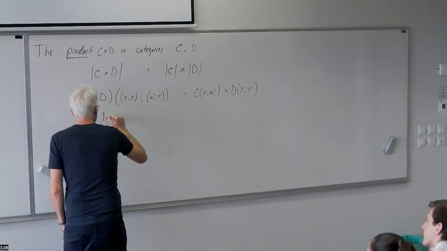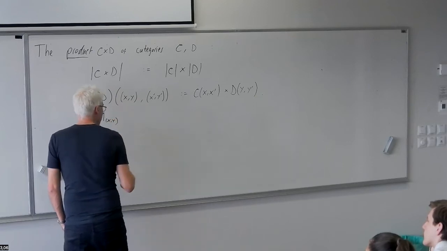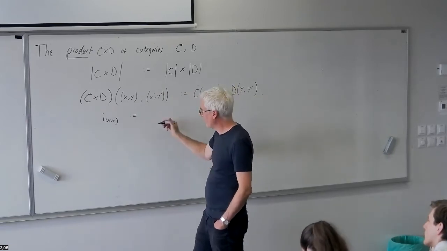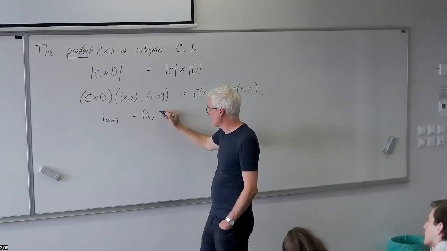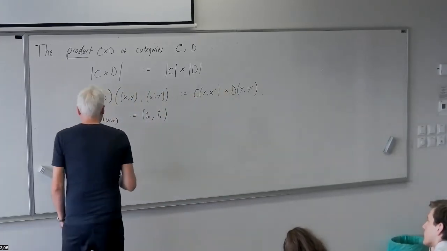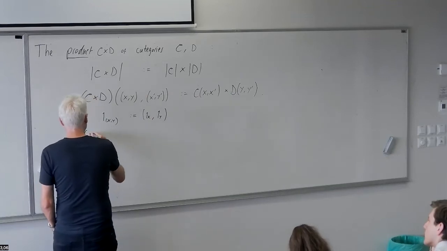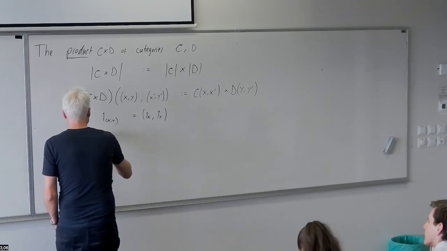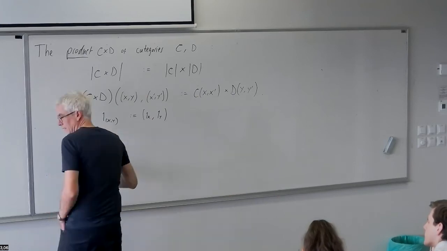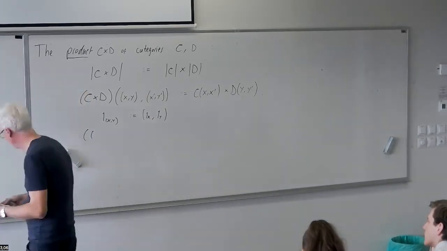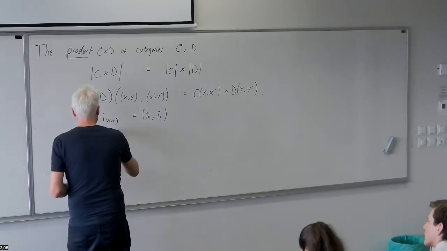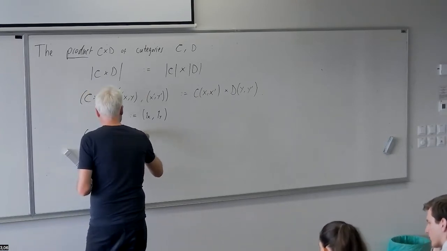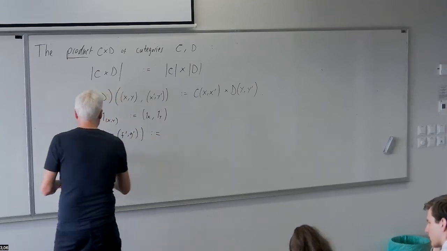So what I want to do is define the identity on a pair XY. Well, it's a pair of maps, one from X to X, one from Y to Y. So it is the pair consisting of the identity on X and the identity on Y. And the composition of a pair FG, let's make it consistent with my notes, with another pair F prime G prime.